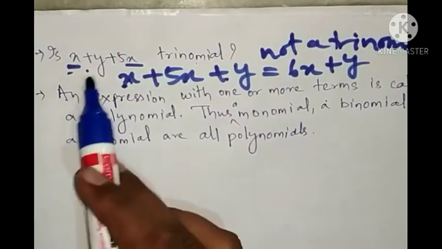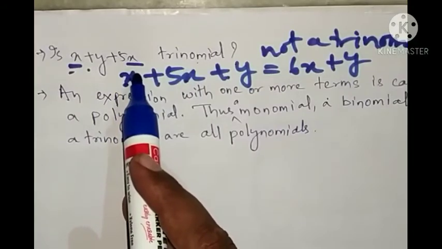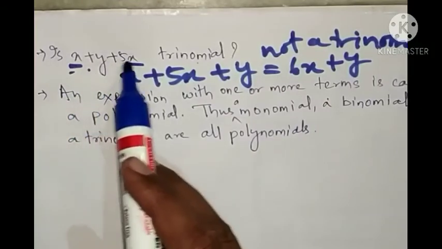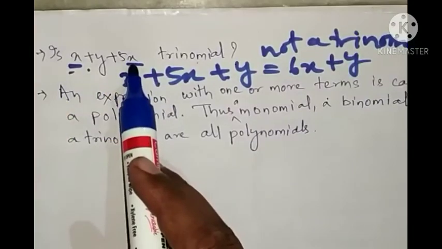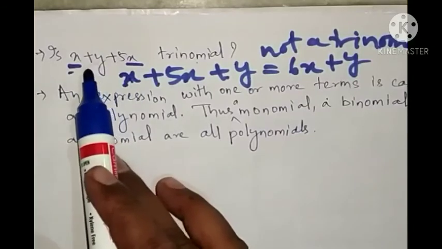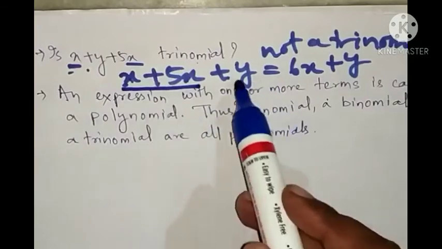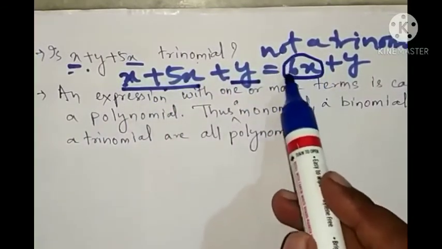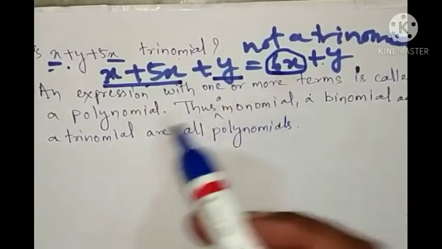Okay. Whenever you are looking at a polynomial or monomial, binomial, trinomial, you have to see the variables in the terms. They need to be different. Here these are not three different terms. Here x and 5x are like terms and y is an unlike term. So x plus 5x becomes 6x plus y, and that is a binomial.